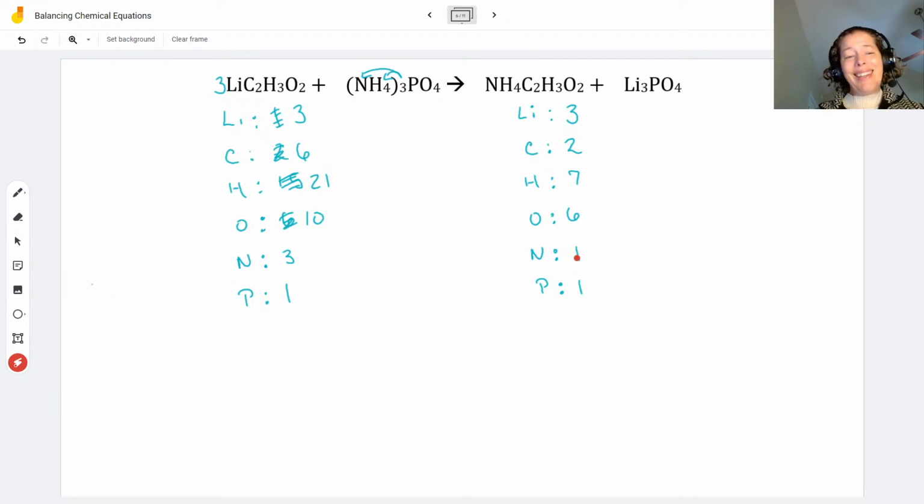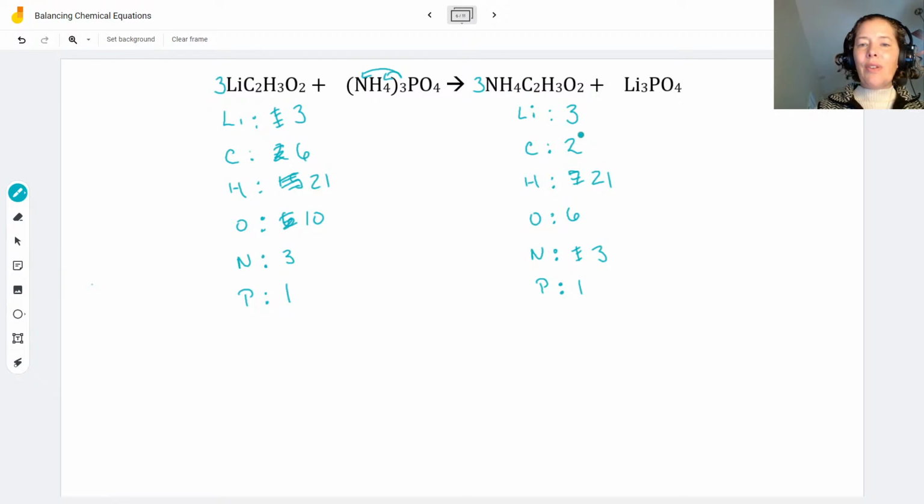So for me, I'm thinking, you know what, I think I want to balance nitrogen next. I think that's actually going to be easiest. So I have 3 nitrogen on my reactant side, I have 1 on my product side. So I am going to put a 3 right here. Okay, so that's going to change a lot of things. First, it's going to change my nitrogen. I have 3. Now it's going to change my hydrogen. I have 12 there, plus 9 there, which is 21. Okay, so yay for that.